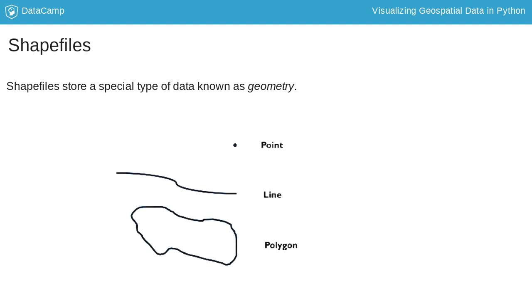There are three basic kinds of geometry: point, a single longitude-latitude pair; line, two or more longitude-latitude pairs that can be connected to form a continuous segment; and polygon, made up of three or more longitude-latitude pairs that are joined in a specified order to create an enclosed region.